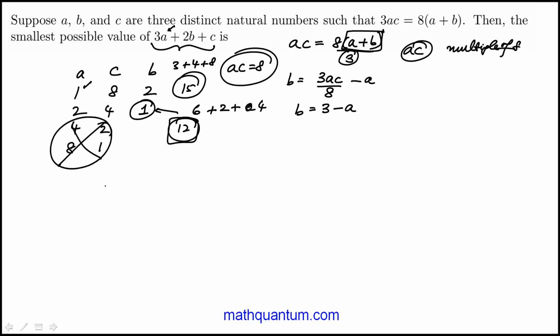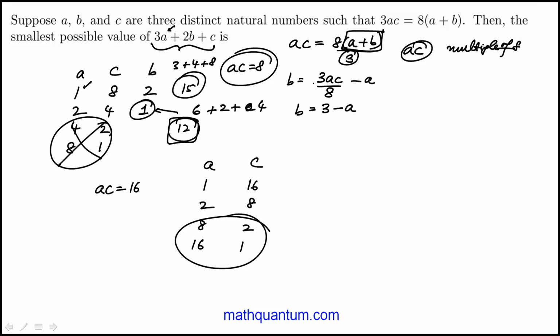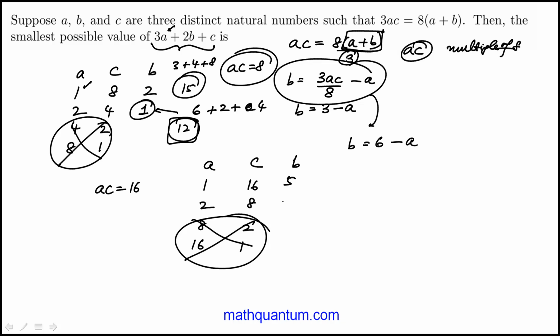Now, what about if AC could be 16, for example? And those possible values are 1 and 16, 2 and 8, 8 and 2, and then 16 and 1. And again, these would be ruled out because B would be negative in that case. If I go back here, AC is 16, so 6 minus A. And you can see these would give me B to be negative. So we can rule those out. So in this case, B would be 5, and then in that case would be 4.